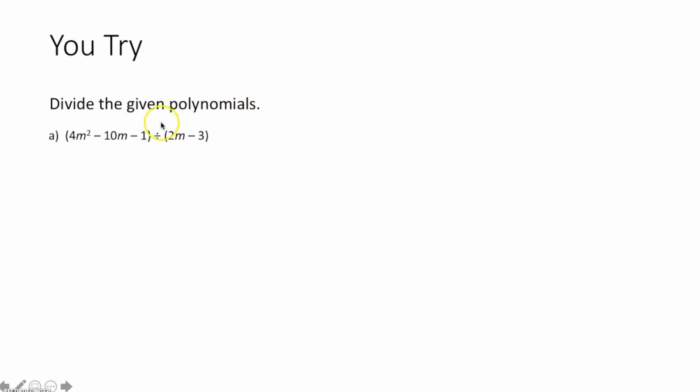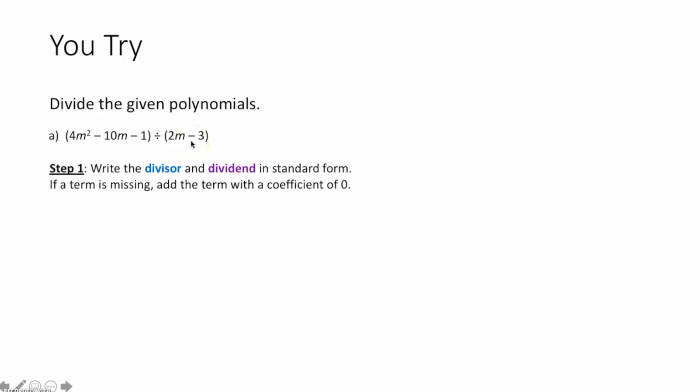Okay, so this works the exact same way. We have a trinomial divided by a binomial. So what we're going to do is write the divisor and dividend in standard form. If a term is missing, we add the term with coefficient of 0. So we have an m squared term, an m to the first term, and a constant. So it looks like we have all the terms, and they're in standard form already. Perfect. So we're good to go.